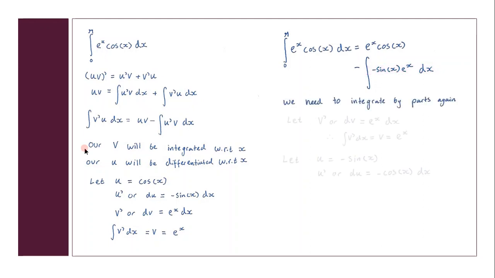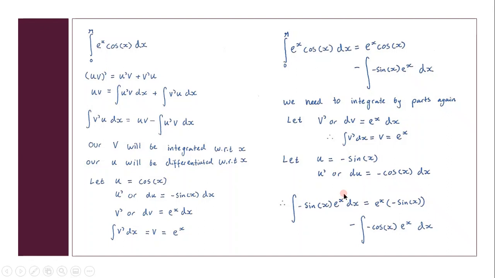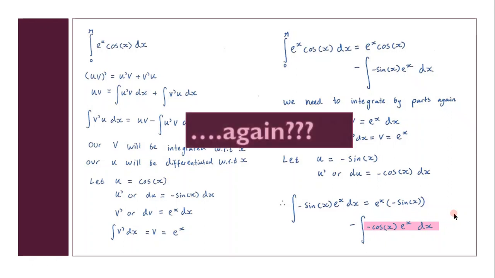Okay, that's fine. We know how to do that. So I've let my v prime equal e^x, because if I integrate it, I just get e^x back, and minus sine x as my u, which I will differentiate. So now we substitute it into the formula and oh my goodness, we have to integrate by parts again. How many times do we have to do this? Do we have to do this forever? Because look, it's just going to keep happening like this. So is there a trick?